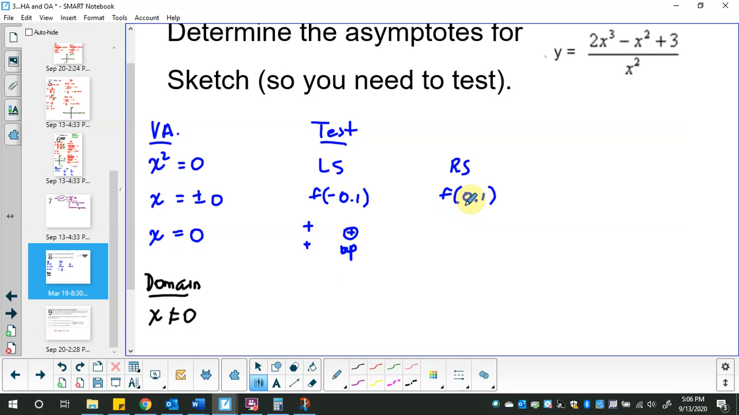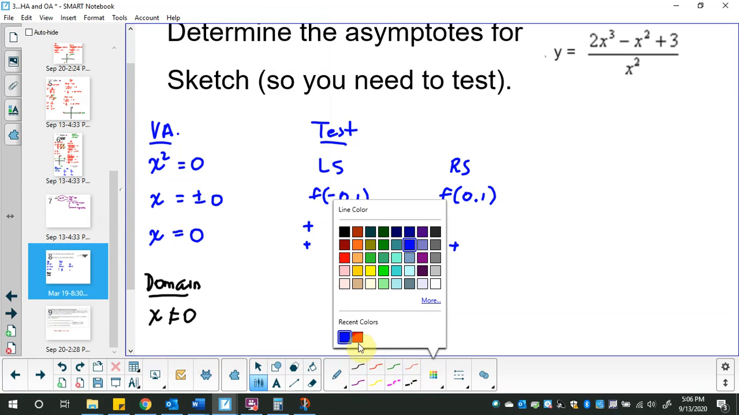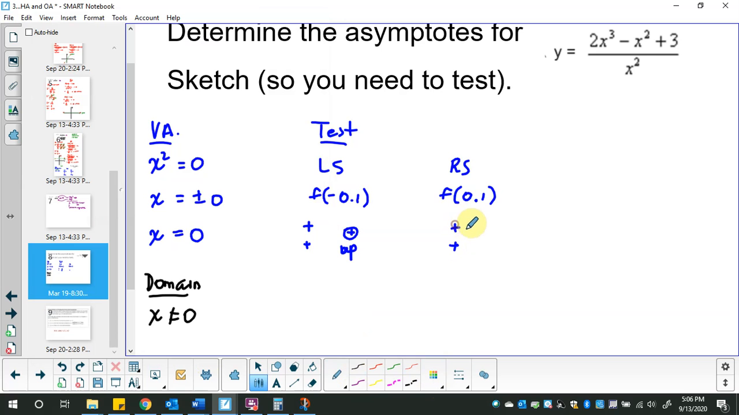Now I'm going to redo it for this. Just as an aside, I know my denominator will already be positive, and this time I don't really need the brackets because I've got a positive number. So 2 times 0.1 to the 3 minus 0.1 squared plus 3 is a positive value. And that's a positive, so we get up.